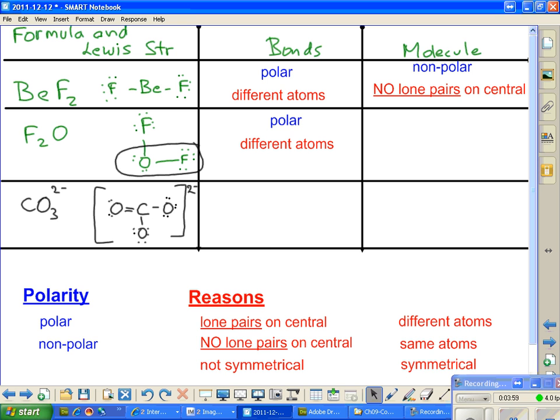Now, let's go over to the molecule and see if the molecule is polar. Well, this guy is, and let's see if you can figure out on your own why it's polar. Look down at my list of reasons and choose one, and I'm going to wait for you. Stop the recording.